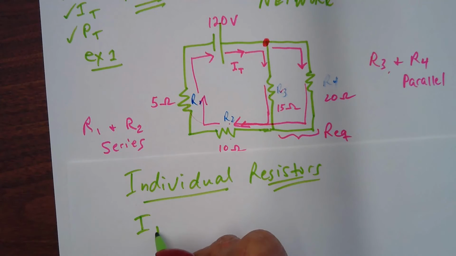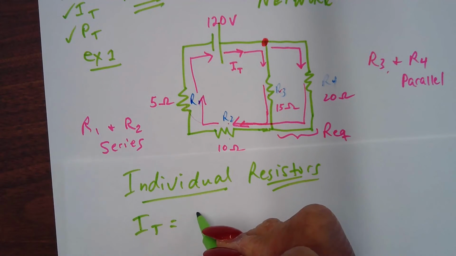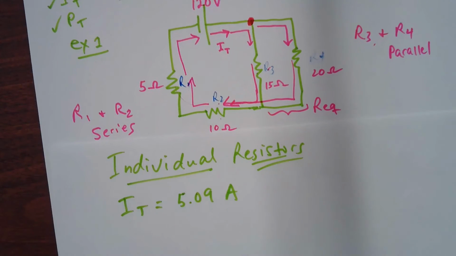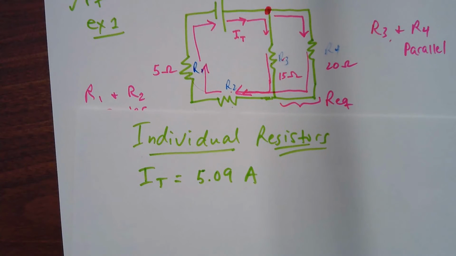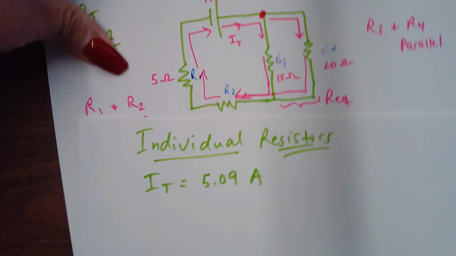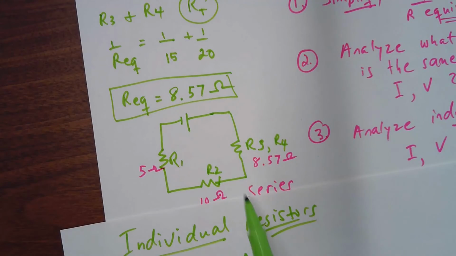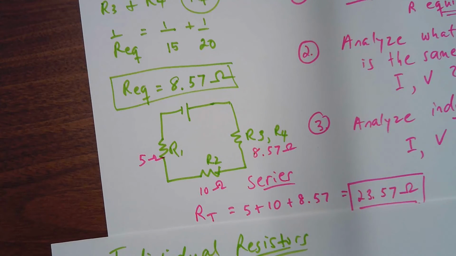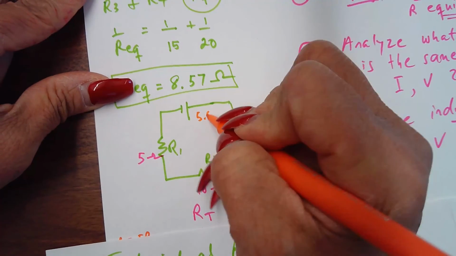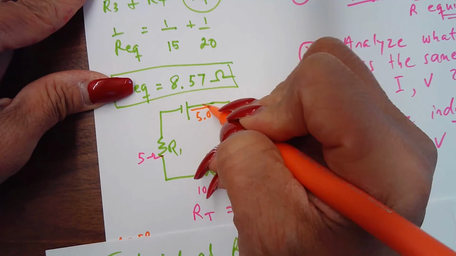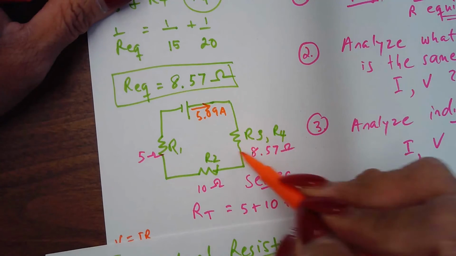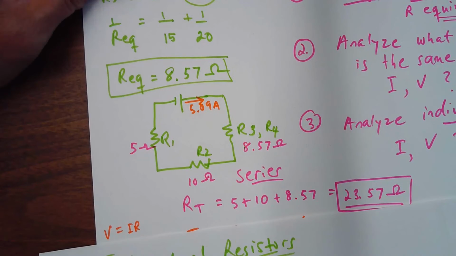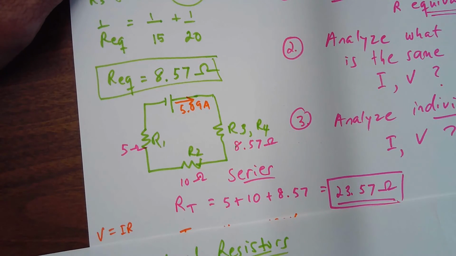Keep in mind the IT. What was our IT? 5.09. That's the total current, right? Because what do we have in series? Let's go back to the simplified diagram right there. Remember, these are all in series with each other. If we're getting 5.09 amps coming out of here, how much will this get in terms of amps? The same. Good, the same, because they're in series.